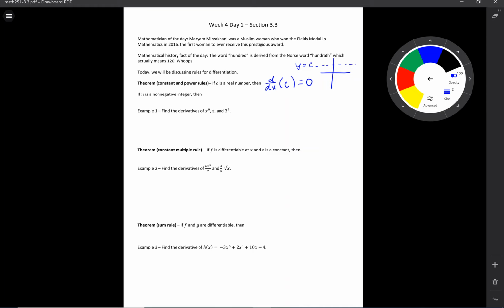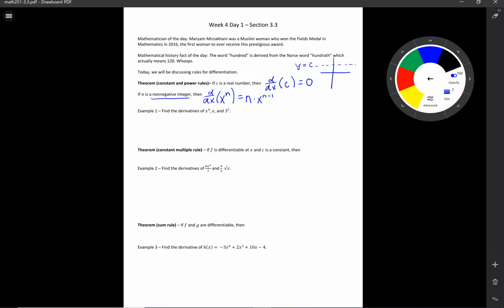If n is a non-negative integer, then the derivative of x to the power of n is equal to n times x to the power of n minus 1. So this is a super handy rule that we will use for the rest of the term. The derivative of x to the power of n, where n is a non-negative integer for now. We'll learn more about non-integer exponents in a while. Then this derivative is n times x to the power of n minus 1.